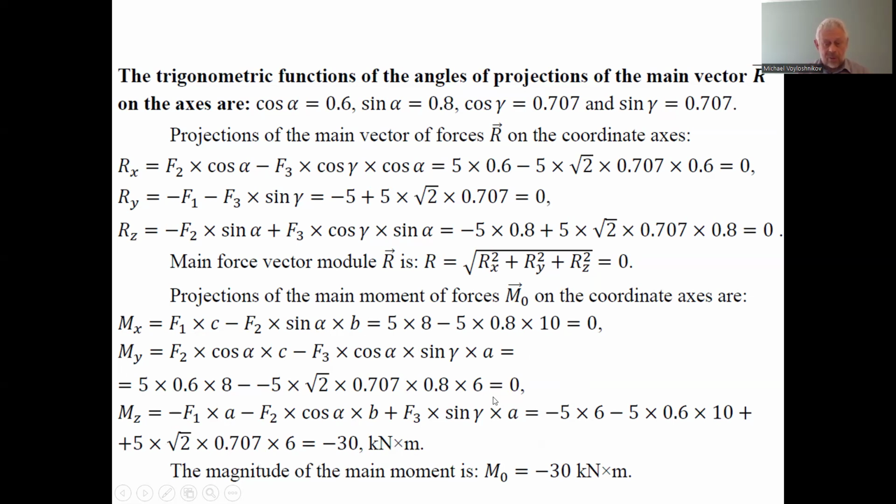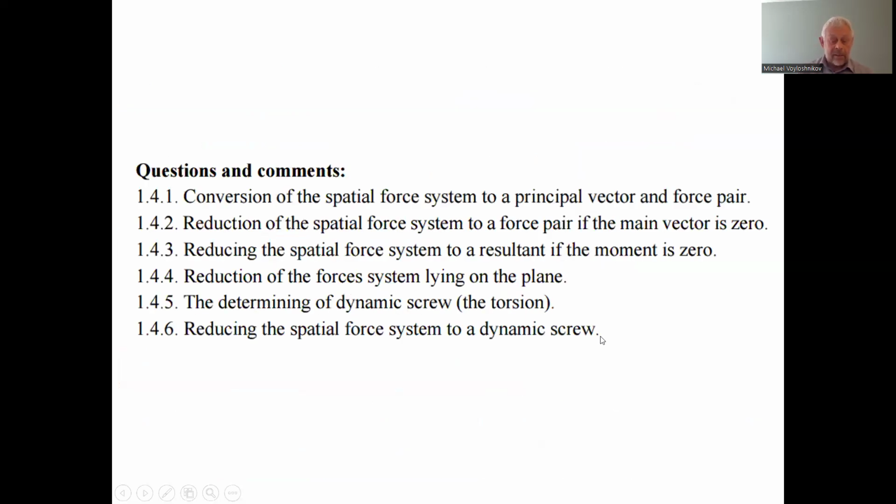And exactly, we do not use the Pythagoras theorem to find the magnitude of M0, which is equal to one of the components as the other two are zeros. And the questions and comments.